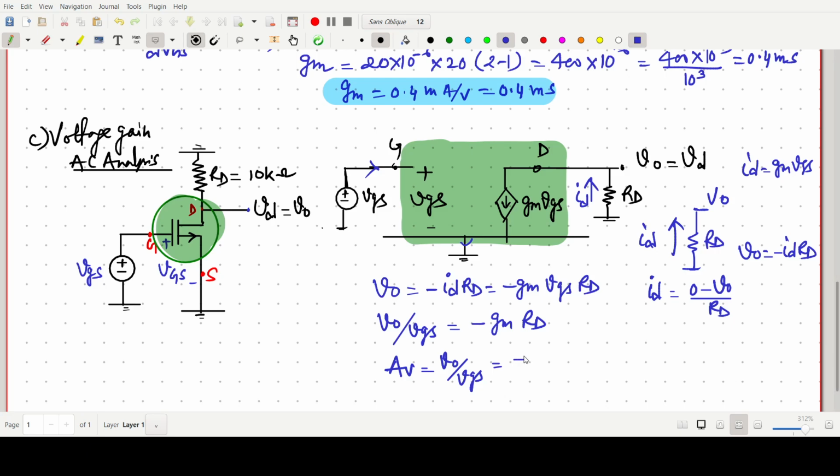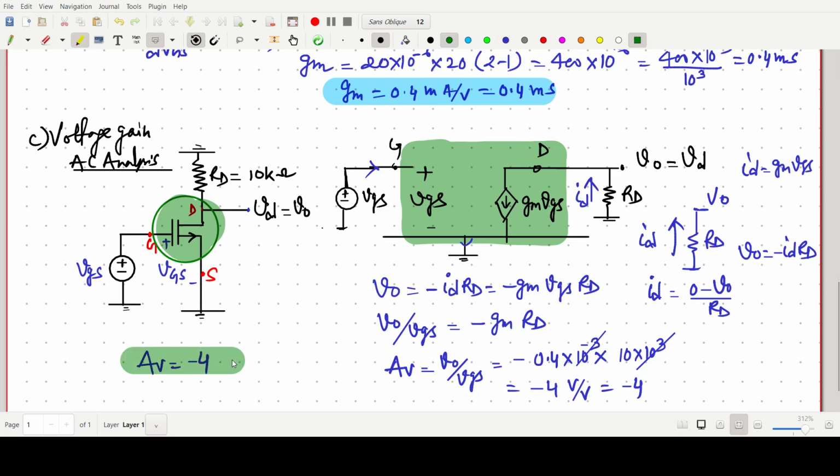So already we have calculated the value of GM, 0.4 milli, so 10 to the power minus 3, into RD value, which is known to us, 10 kilo ohm. So better to write 10 into 10 to the power 3. So this should be cancelled out. So it should be minus 4 volt by volt, or simply write minus 4. So AV value will be minus 4. Okay, so this one is the gain.